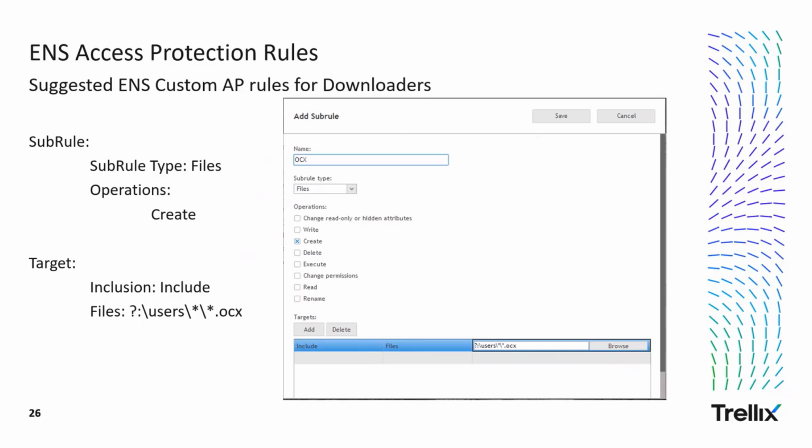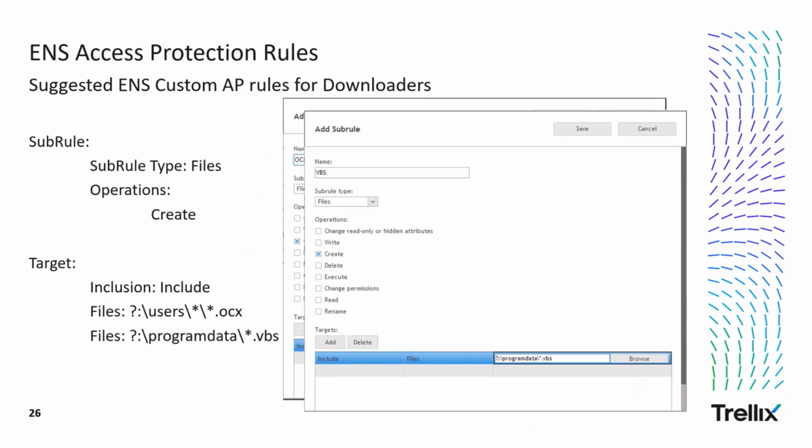In this case, the name is OCX. We have a subrole type files. We have operations create versus execute. And then our target is inclusion of include, and the files is question mark :/users/***.ocx. So this will target any OCX in a user's directory, any subdirectory within the user's directory.